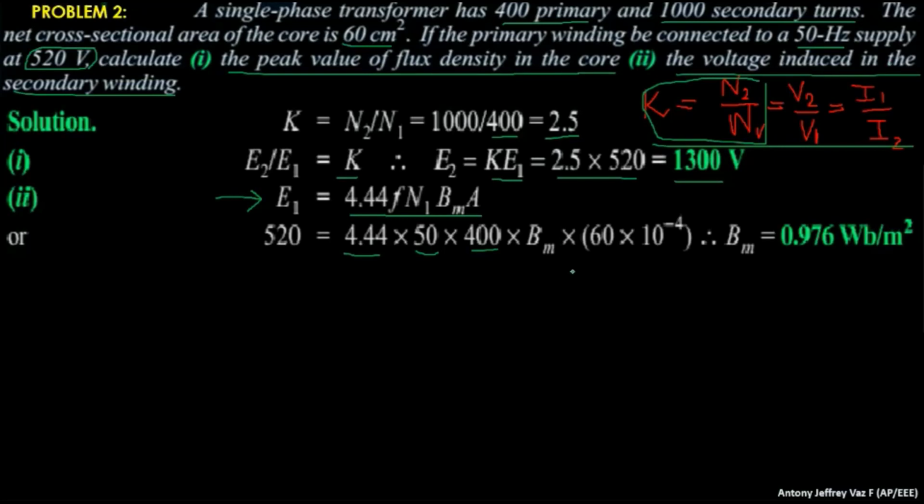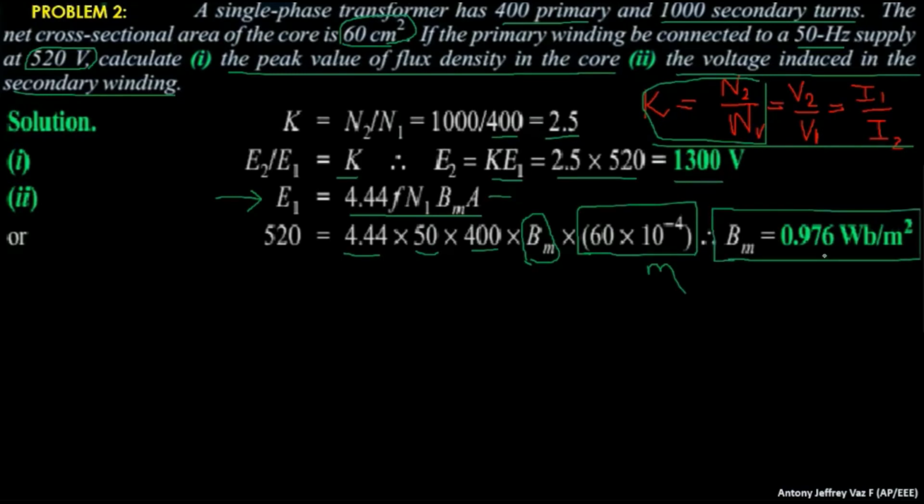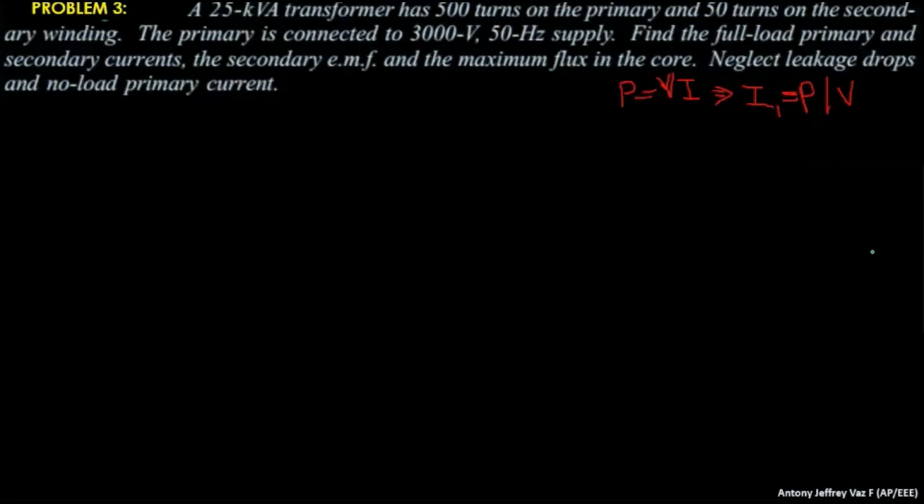So here Bm is not known, so you need to find Bm. Next, you need the area. Here the area of the core is 60 centimeters square, so you need to put 60 into 10 power minus 4, which converts it into meters. Now you can find the maximum flux density, which is Bm equal to 0.976 Weber per meter square.